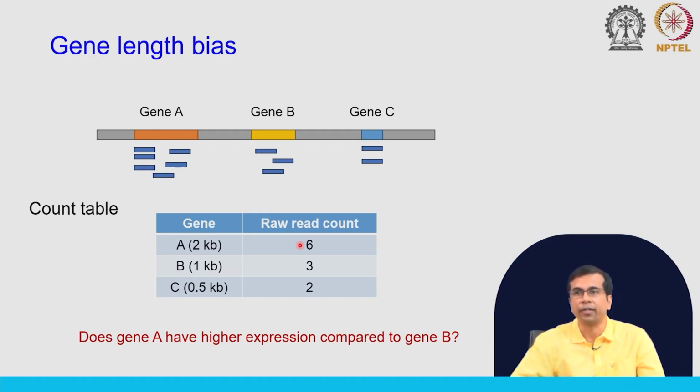One of the questions that we talked about is: does gene A have higher expression compared to gene B in this sample? Can we answer that question right from this data that we have? The answer is no. We need a lot more data, a lot more methods to actually analyze this properly, so that we can get an answer to this question.